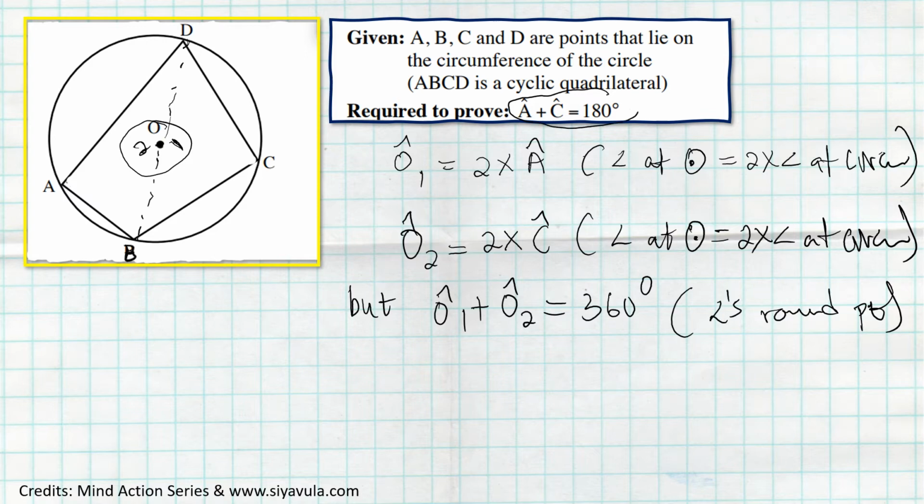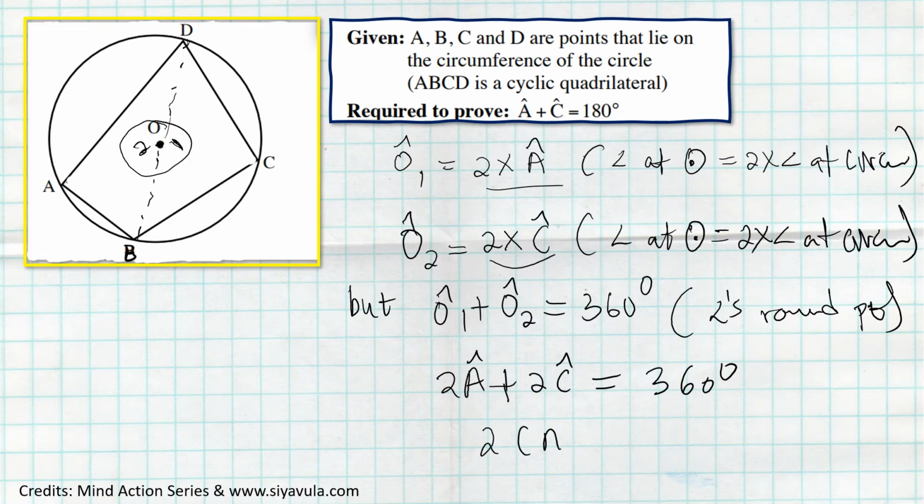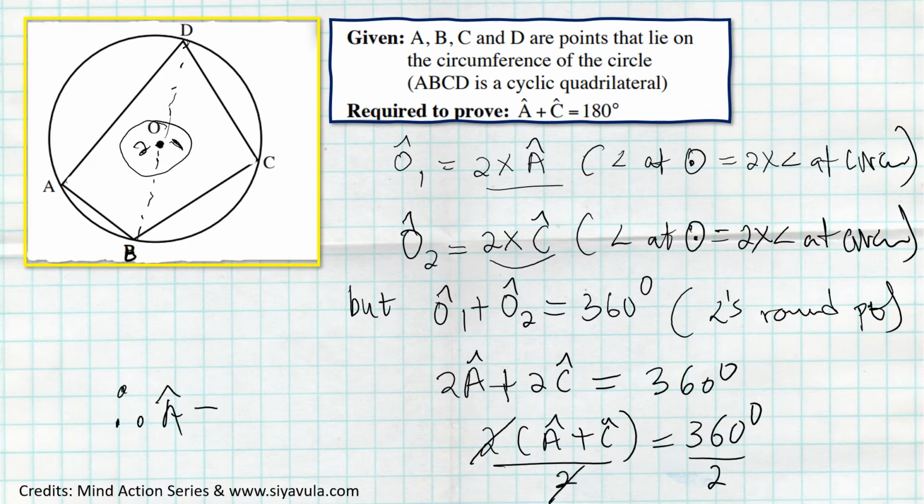Remember, we want to prove that angle A plus C is 180, meaning that we have to replace O1 by 2 angle A, and O2 by 2 angle C, which is equal to 360 degrees. Very, very easy now. To solve for angle A plus C, we can take out a common factor of 2. Then we divide both sides by 2. Then we can finally deduce that angle A plus angle C is equal to 360 divided by 2, which is 180 degrees.